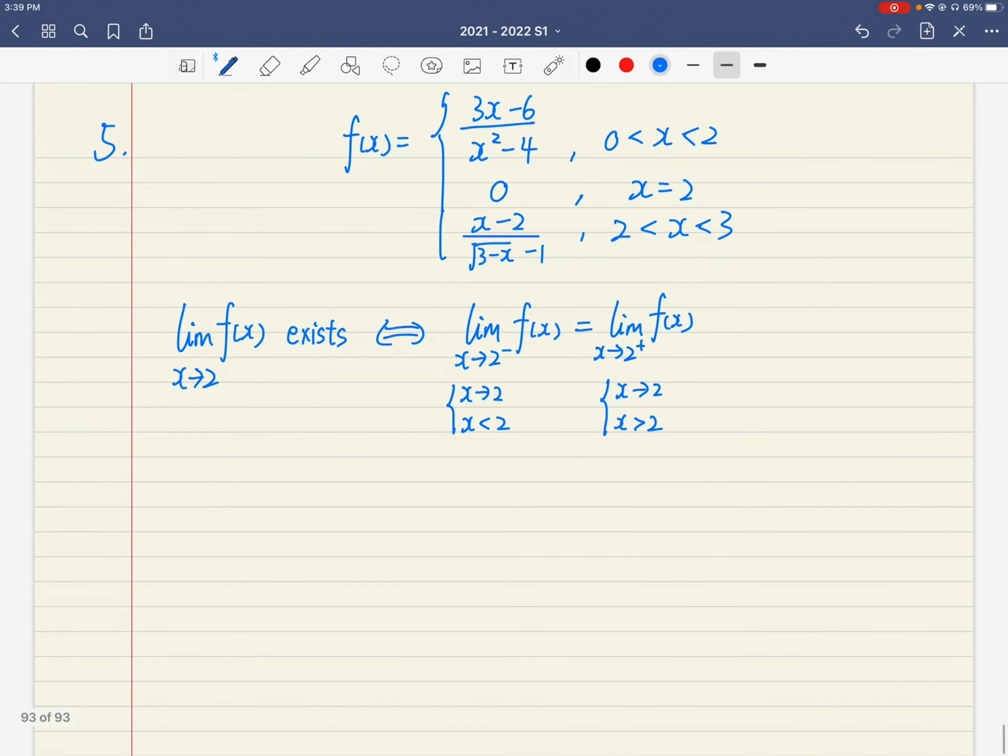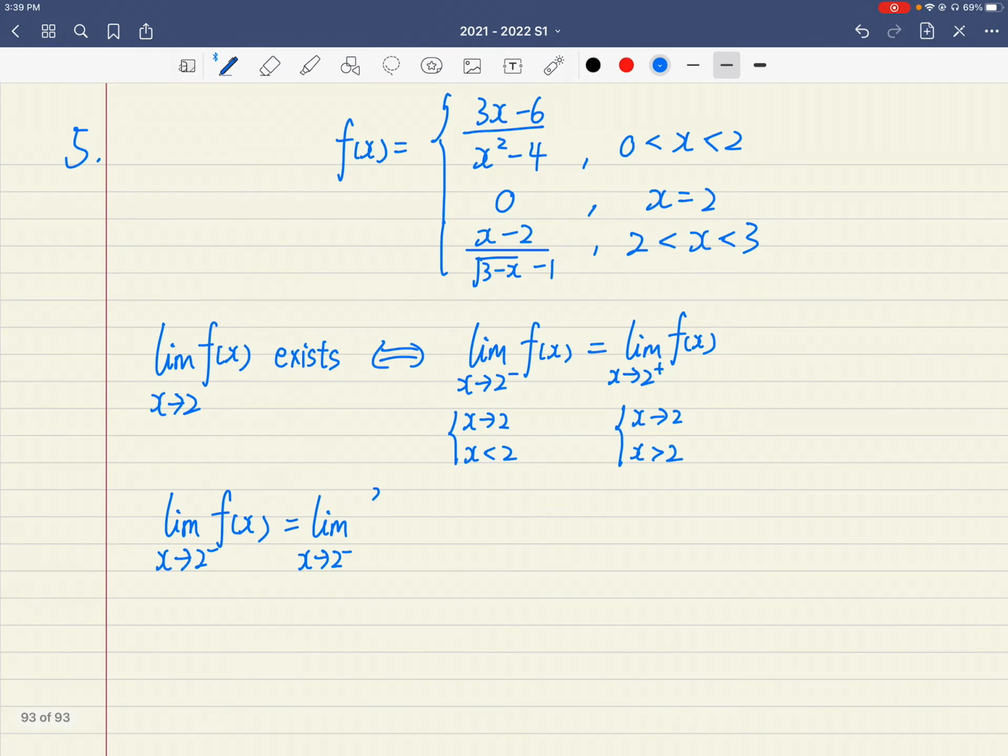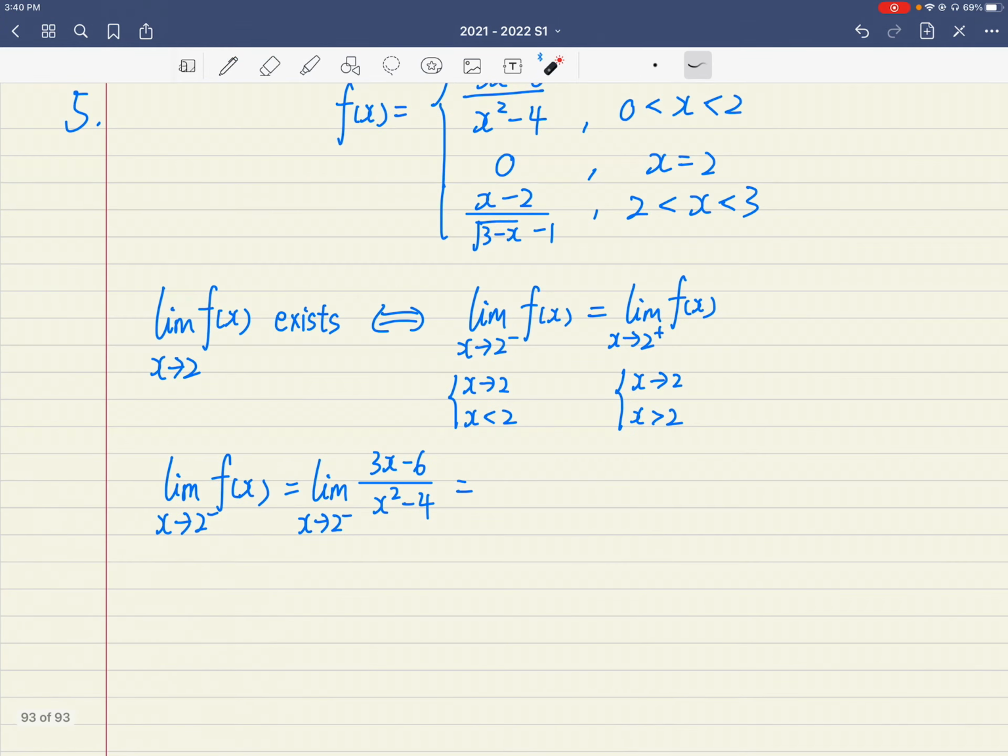So let's figure out the limit from the left. Now, because x is smaller than 2, which part of the function do we use? We use this first part. So it's the limit of (3x - 6)/(x^2 - 4). When we do the limit, we always try the substitution. Here 3 times 2 minus 6 is 0, and 2 squared minus 4 is 0. So it's 0 over 0.